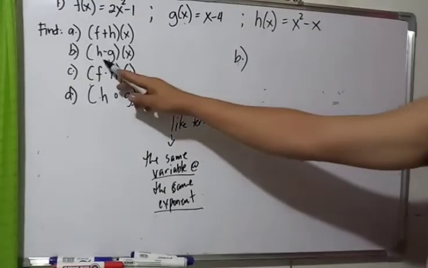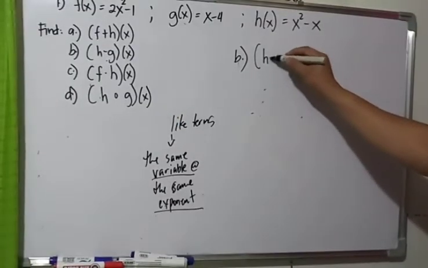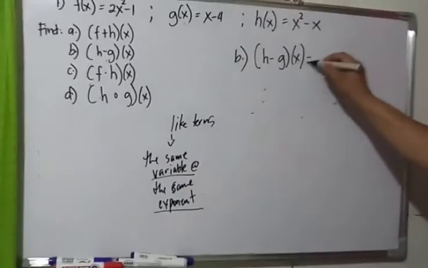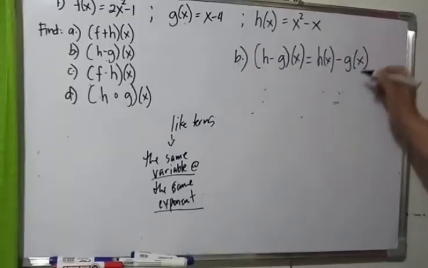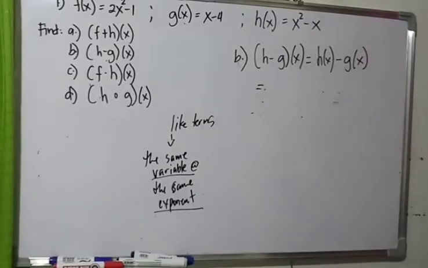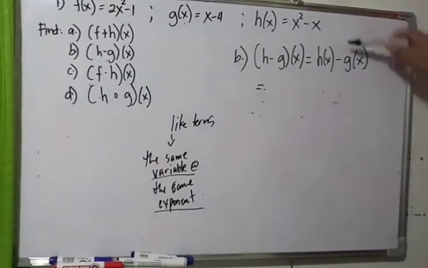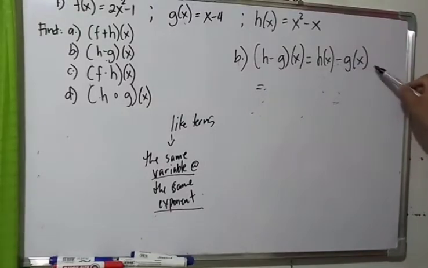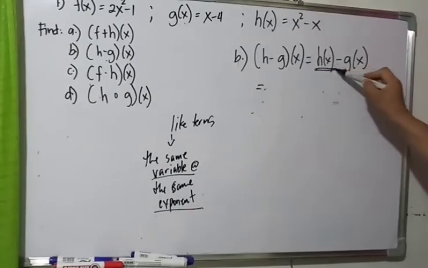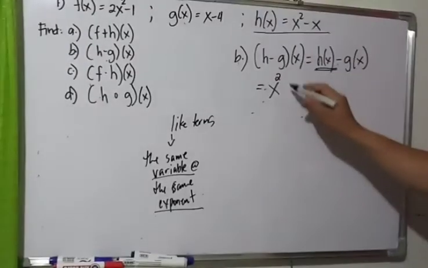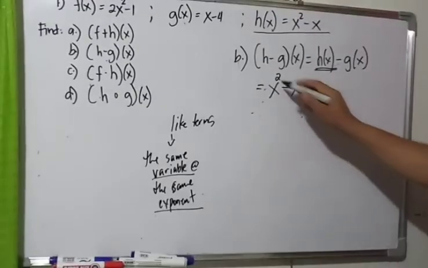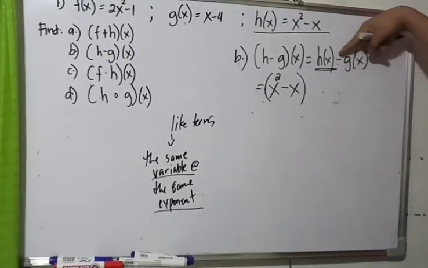Okay, next. For letter B. Letter B na tayo. So, h minus g times x. So, ito yung difference. So, formula, quantity of h minus g times x equals h of x minus g of x. Again, substitute lang natin yung value ng h of x. So, ano yung value ng h of x? So, that is our given. So, that is x squared minus x. Okay, that is the value of h of x.